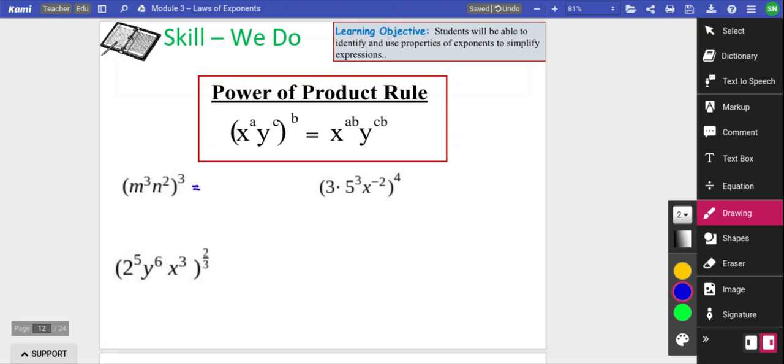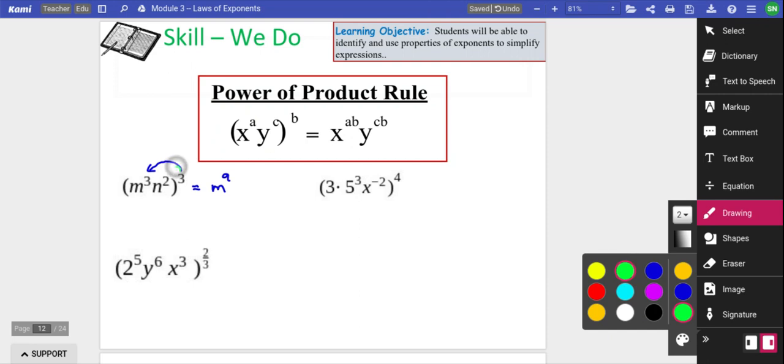Let's start with number 1. We have m. We will distribute the exponents. 3 times 3, 9. Then we will do for n. 3 times 2, 6. So each one of the exponents on the inside gets multiplied times the exponent on the outside, which in this case is 3.